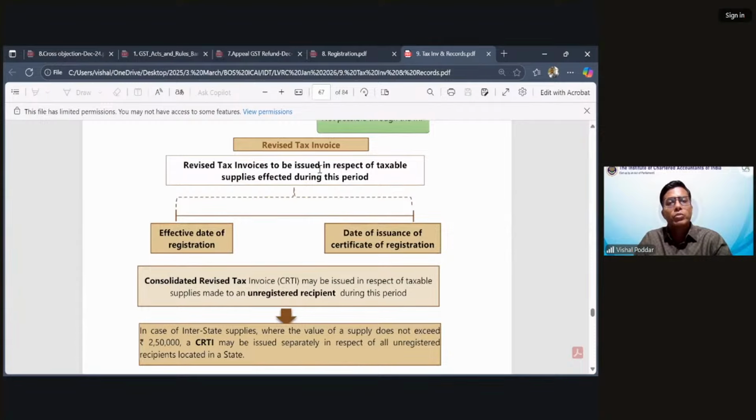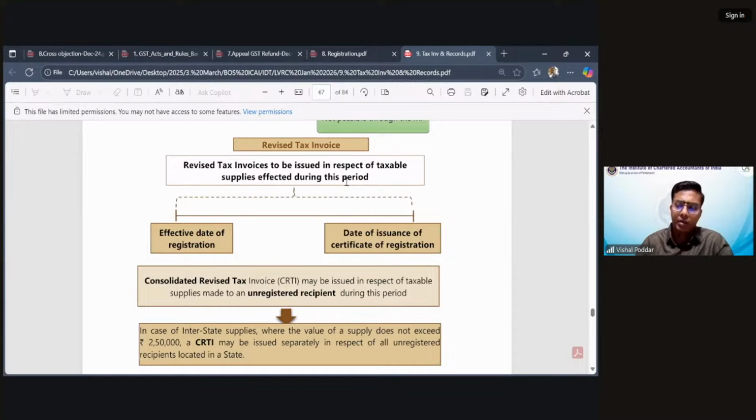Revised tax invoices to be issued in respect of taxable supplies affected during this period. Now, the point of e-invoice is over. Let us proceed to the next point. Now, what is the next point? The next point is about revised tax invoice. Now, what is a revised tax invoice?